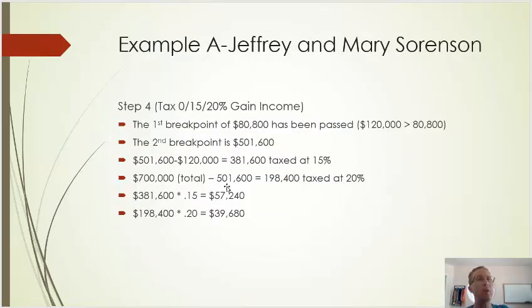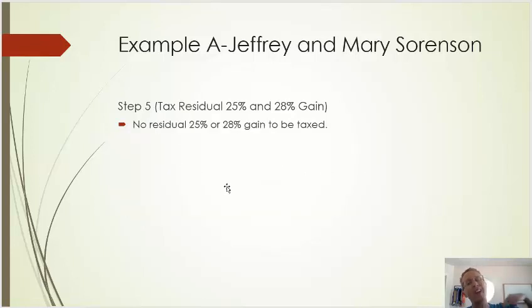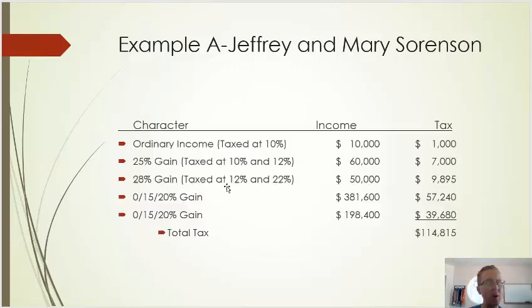Well, look at the numbers. So the first break point has been passed, no problem. The second breakpoint of 501 over the 120 means I have 381,600 of income to go at 15, but my gain is 580. So that means 198,400 exceeds the upper breakpoint, so it's at 20%, and the 381,600 is at 15. So then the last step would be, okay, now let's go back and grab the scraps. If I have anything that exceeded the 25 max or the 28 max, I'd add those in here at a flat 25 and 28, but I don't have anything.